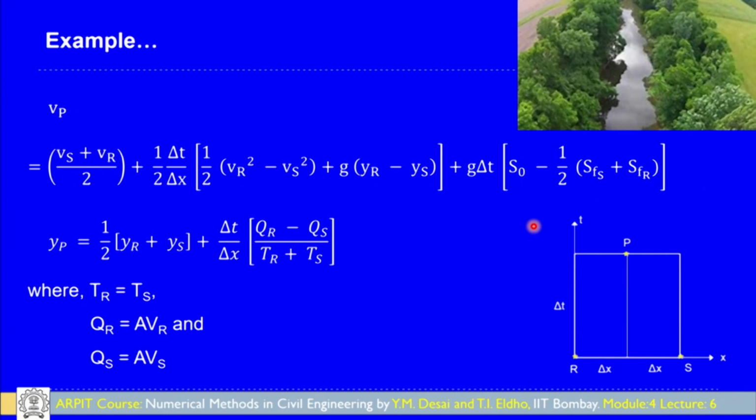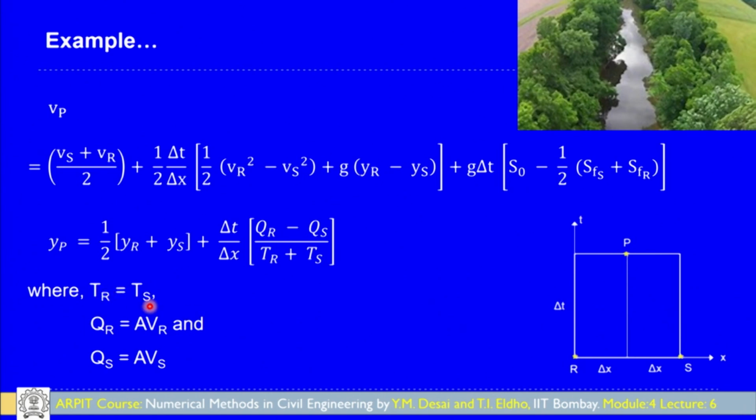With respect to this figure, we can write Vp is equal to Vs by Vr by 2 plus half of delta t by delta x into half Vr square minus Vs square plus g into Yr minus Ys plus g into delta t into S0 minus half SFS plus SFR. So this is what you finally get explicitly if you solve those equations, Vp, and Yp will be equal to half Yr plus Ys plus delta t by delta x into Qr minus Qs by Tr plus Ts.